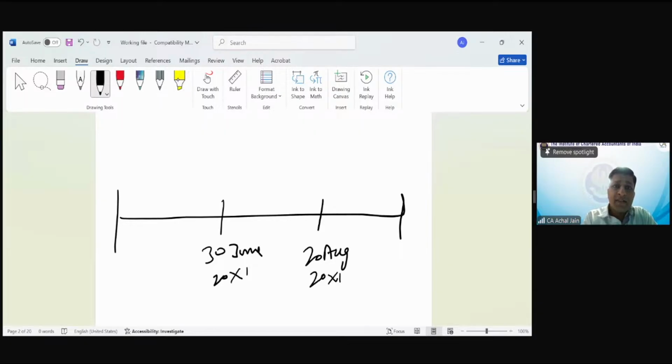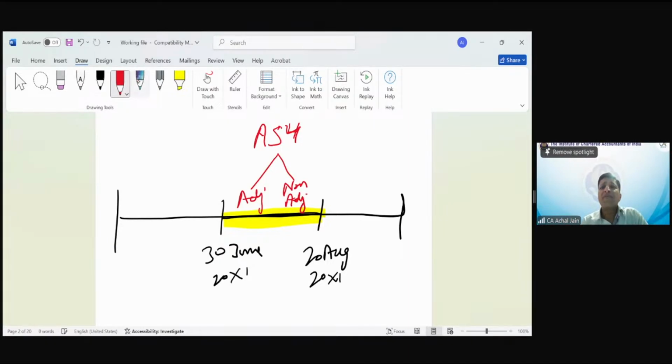Then the financial statements, they are saying they will be approved on 20th August. So anything that falls during this period, that is where AS4 will apply. And this could be adjusting or non-adjusting. After that, will AS4 apply? No. So if you have an event after that, will you call it adjusting or non-adjusting? Nothing. You will say it's outside the scope of AS4. Okay. Clear on this? Everyone clear?